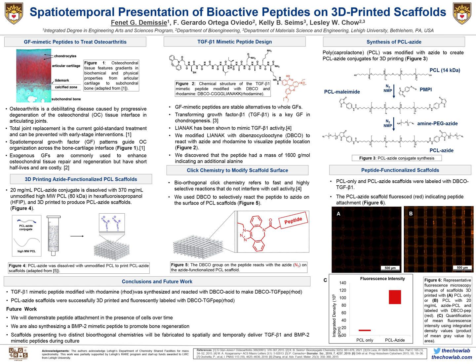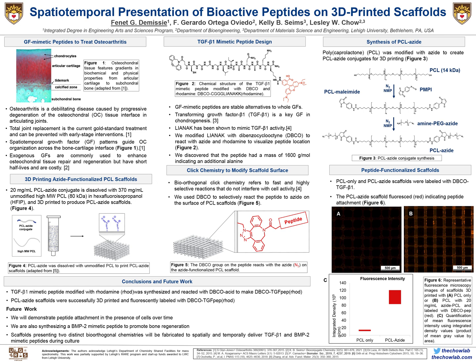The way we attach our peptides to our PCL azide scaffolds is by using bioorthogonal click chemistry. Bioorthogonal click chemistry refers to really fast and highly selective reactions that can take place in the presence of cells without interfering with the cellular activity. We have DBCO on our peptides and we also have azide on our scaffolds. DBCO and azide are two click chemistry groups that can react with each other really selectively and efficiently. This way we can present our peptides on the surfaces of our scaffolds.